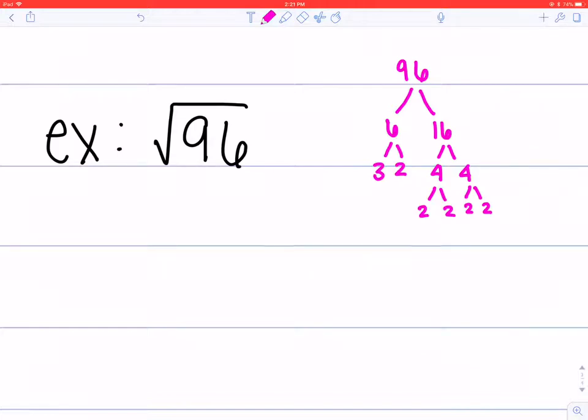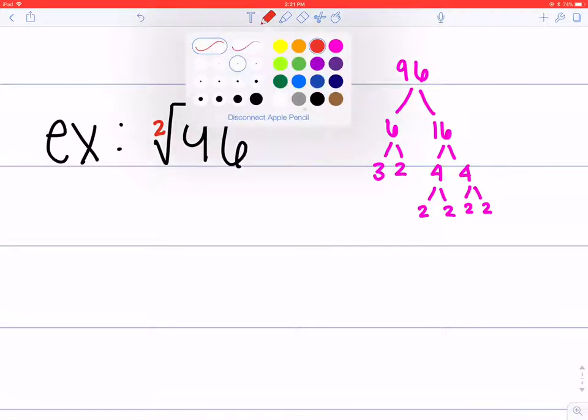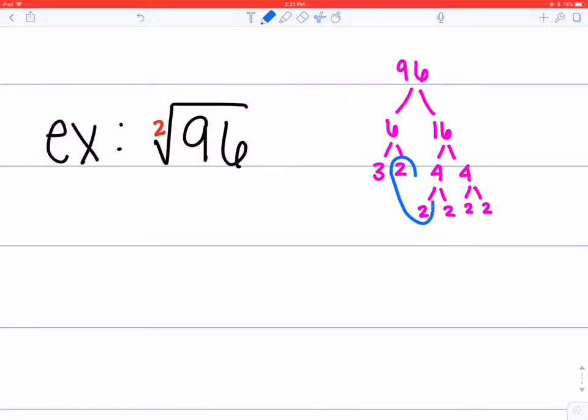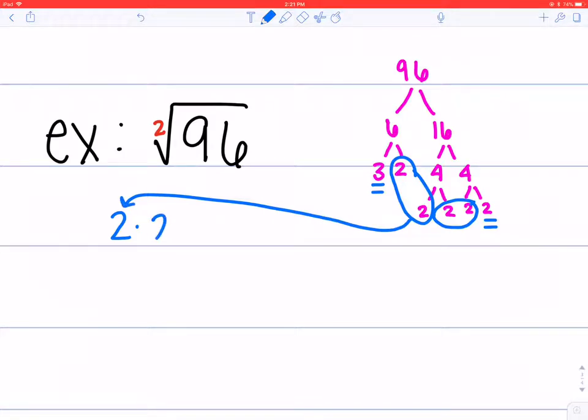Because this is a square root, the index on the square root tells me that I'm looking for groups of 2. So I'm looking for things that can be paired up. So I have 2 groups of 2 and then a 3 and a 2 left over. What comes out of the house is one number from each pair. So I have a 2 coming out from this pair and a 2 coming out from that pair.